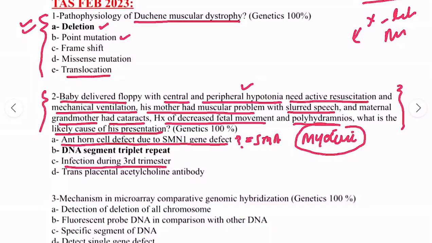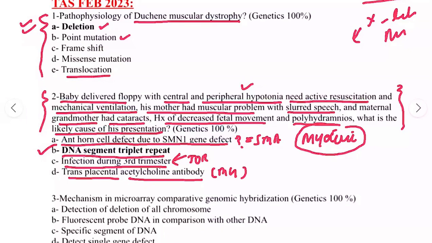Infections during the third trimester. If they want to ask you about the TORCH infections, transplacental acetylcholine antibodies. Is this a case of myasthenia gravis? Not at all. DNA segment triple repeat. Is that the correct answer here? B is the correct one.